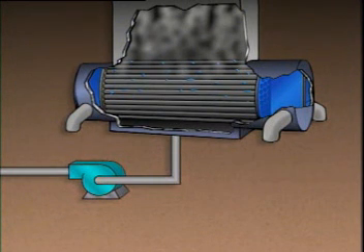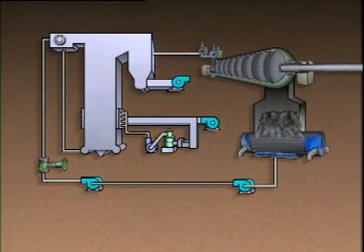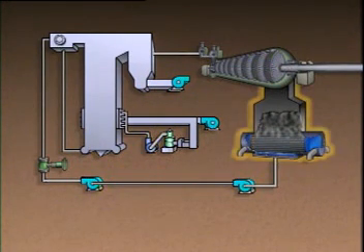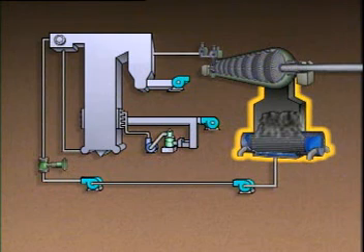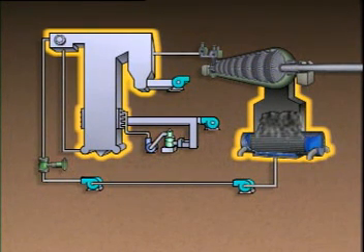Once the steam is condensed into water or condensate, it collects in the hot well. Now the condensate has to be moved from the low pressure area in the condenser back to the high pressure area in the boiler.